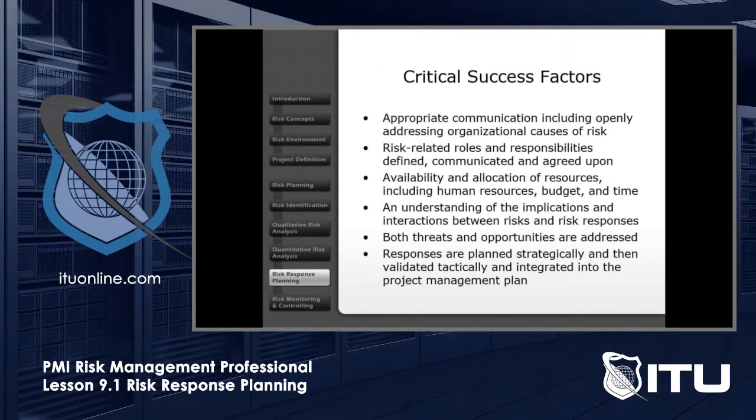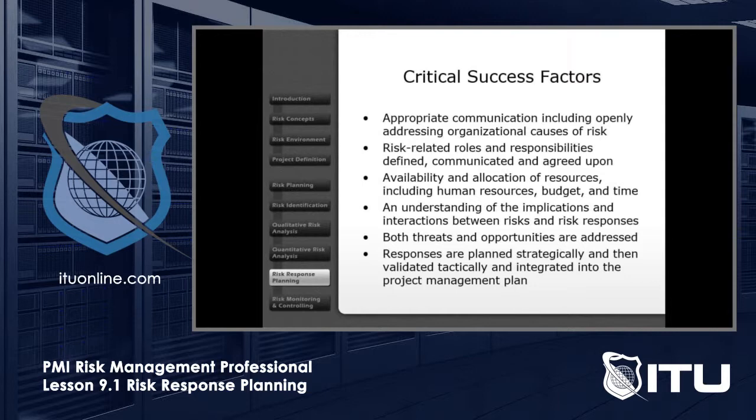All right, critical success factors for planning our risk responses. We want to have open communication to address organizational causes of risk, because again, there may be some things we can or can't do something with, especially if there is some political or organizational sensitivity. So we want to have that open dialogue. You want to make sure you have risk-related roles and responsibilities defined, communicated, and agreed upon. Big emphasis on that. Again, that's that delegation piece, and you want to make sure people are very clear what their responsibilities are going to be as it relates to these risk responses.